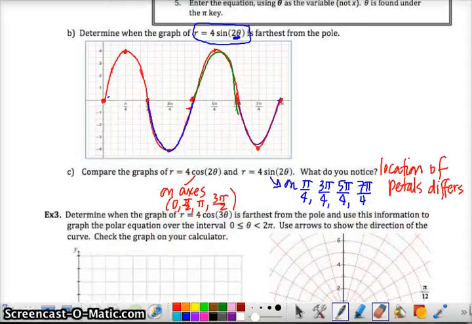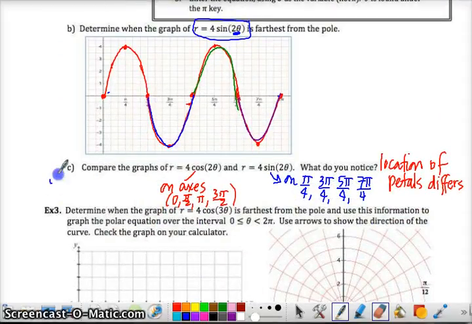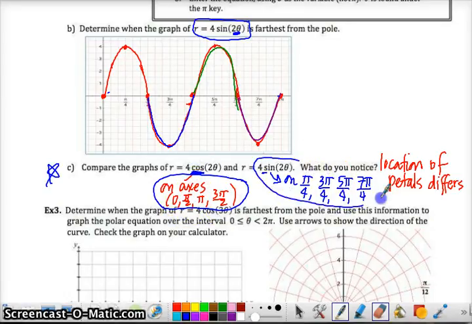So this is important down here: compare the graphs of cosine versus sine. We gave you the same number in front, the same angle, double the angle. What happened? What did you notice about the pictures? Well, the petals reached their maximum of 4 at 0, pi over 2, pi, and 3 pi over 2 for cosine, and the petals reached their maximum distance of 4 units, which was related to this amplitude right here, at pi over 4, 3 pi over 4, 5 pi over 4, and 7 pi over 4.